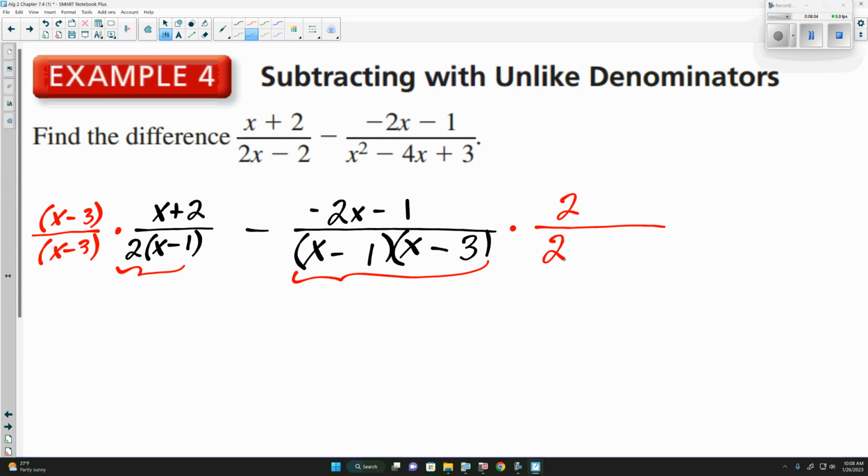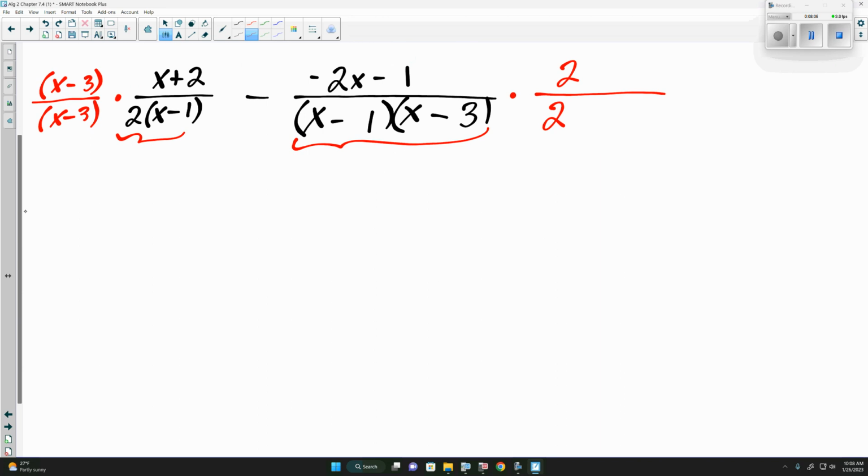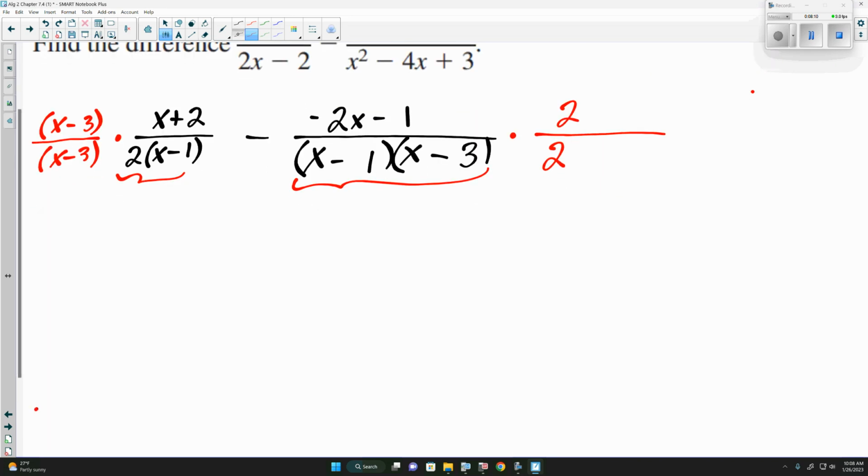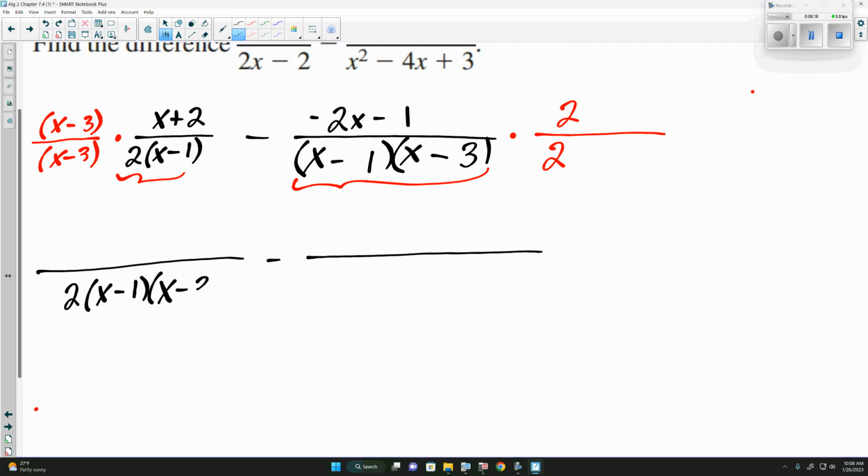Now we can multiply these together. So the one on the left, we have 2 times x minus 1 times x minus 3. And the one on the right, 2 times x minus 1 times x minus 3. So we've multiplied those together. Now, we're going to need to multiply the numerators.